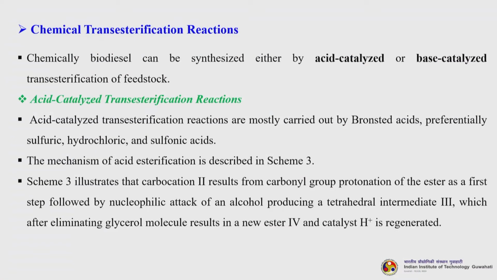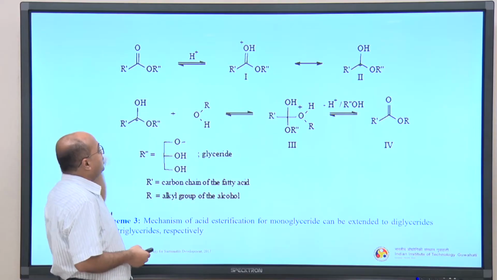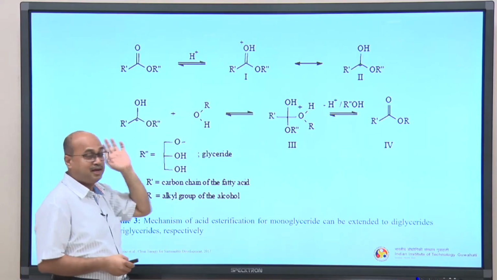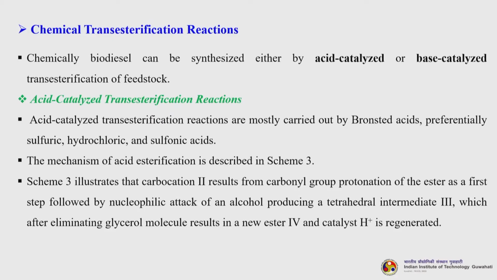The mechanism of acid esterification is described in scheme 3, in the next slide. Let us see what this reaction is; I will try to make you understand. Here you can see there is one catalyst, H plus, a protonated catalyst. Here a carbocation results from the carbonyl group protonation of the ester as a first step, followed by a nucleophilic attack of an alcohol producing a tetrahedral intermediate.